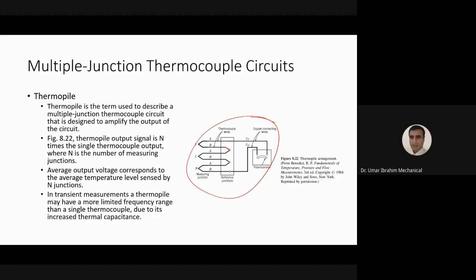Yes, sir. A thermopile is a term to describe a multiple junction thermocouple circuit that is designed to amplify the output of the circuit. Thermopile output signal is n times the single thermocouple output, where n is the number of measuring junctions. ठीक है। Average output voltage corresponds to average temperature level sensed by n junction.